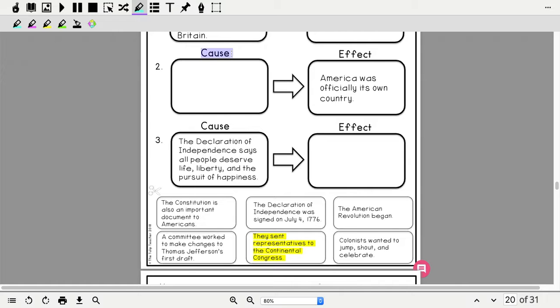Now, we need a cause. Okay, so the effect was America was officially its own country. So what caused America to be its own country? Well, they wrote and signed the Declaration of Independence. That's what they did.